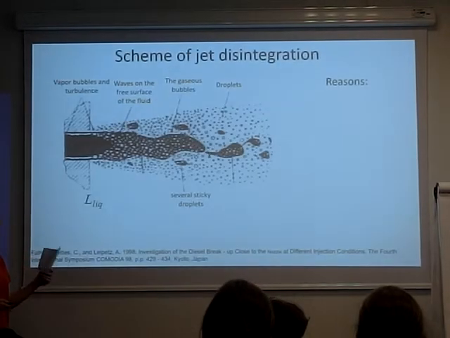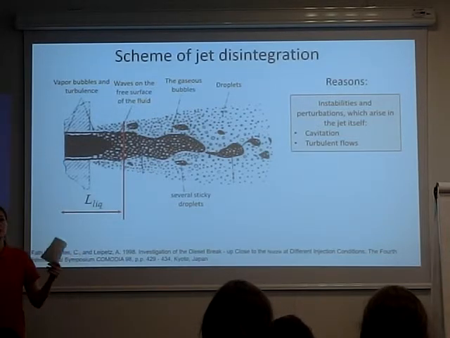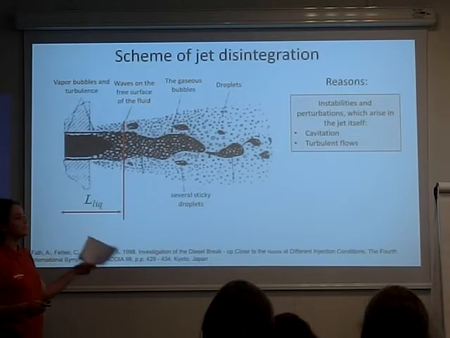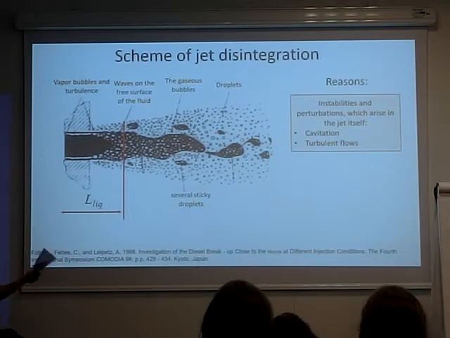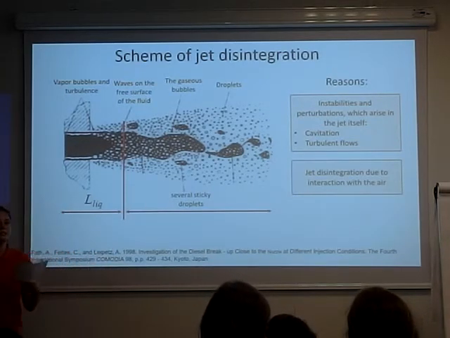So, after that, you'll see that there are two mechanisms of jet disintegration. First, it is instabilities and perturbations which arise in the jet itself. The reasons for them are cavitation and turbulent flow. The cavitation is essential when we talk about ultrasound. Therefore, we will consider only the transition from laminar to turbulent flow. And the second one is the jet disintegration due to the interaction with the air.